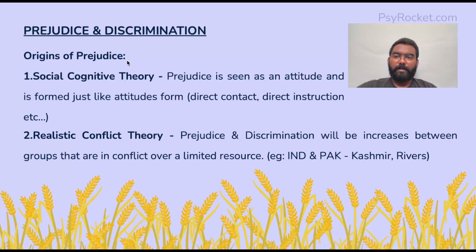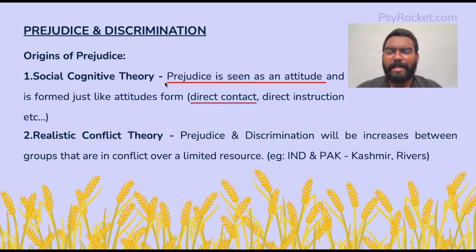Now, how does prejudice form? There are different explanations for how prejudice forms. According to social cognitive theory, prejudice is just seen as an attitude. We have already learned how an attitude forms, either due to direct contact, direct instructions and so on. There are 4 stages, right? So social cognitive theory states that prejudice is nothing but an attitude, and it forms just like an attitude forms. Then there is realistic conflict theory.